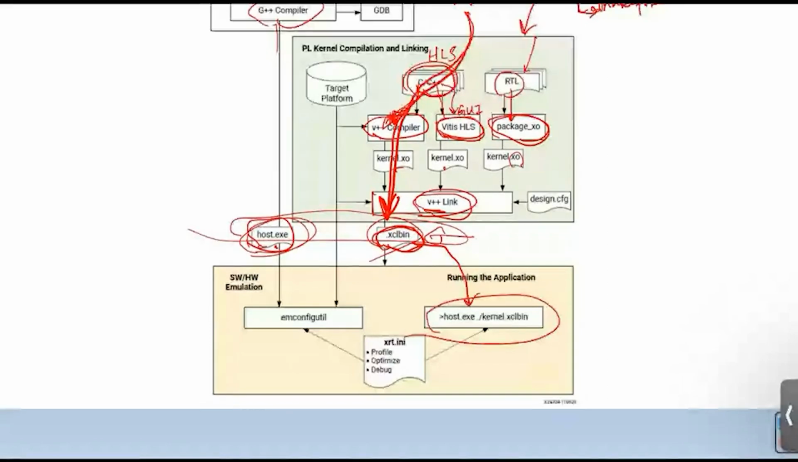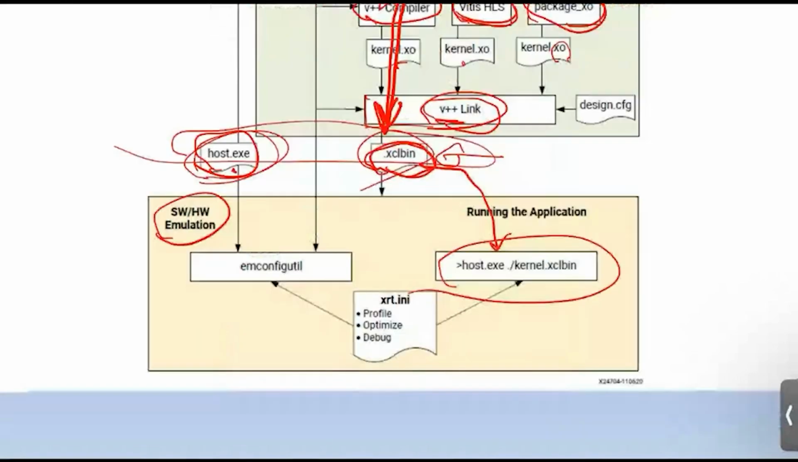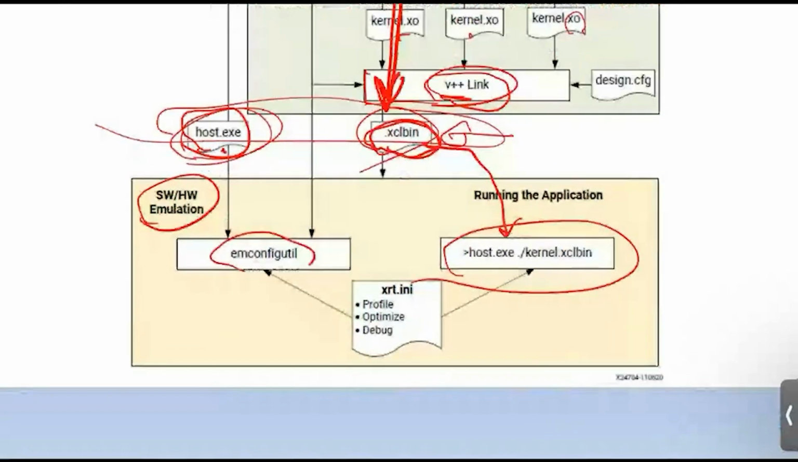Or if you are doing the software emulation or hardware emulation, you have to use this utility, and this utility will provide the profiling, optimization and debugging features. So you iterate between the software emulation and hardware emulation. You use the software emulation to make sure the function is correct. You use the hardware emulation to improve or evaluate the kernel function performance.